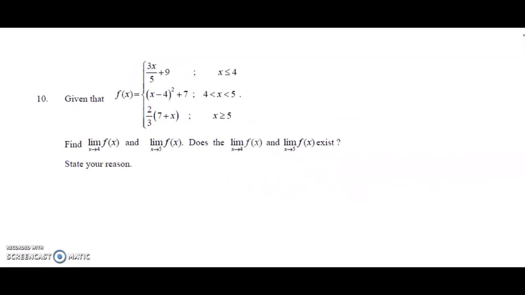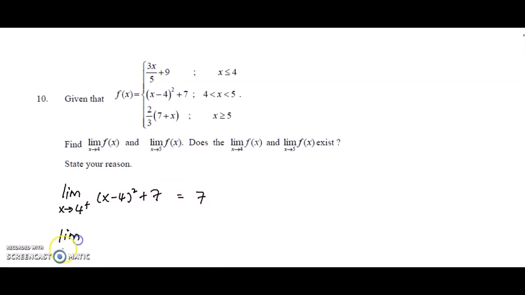All right. This question is similar to question 9. We need to find this limit. We need to get its right-hand limit and left-hand limit, then only can we make a conclusion whether this limit exists or not. To get this limit, I take x approaches 4 positive. 4 positive is somewhere here, so I'll take this function as (x minus 4) squared plus 7. Then you substitute in 4, you get 0 plus 7, that is 7.